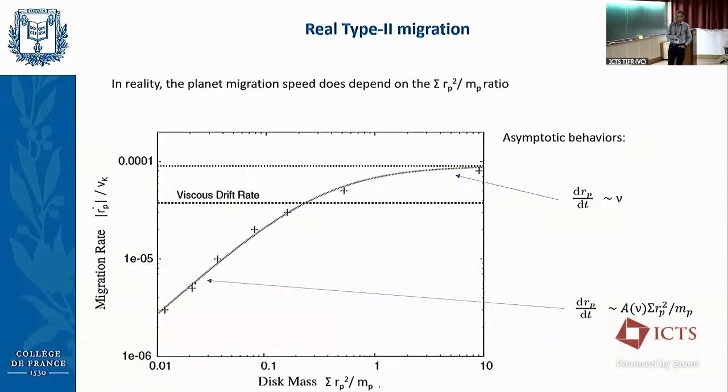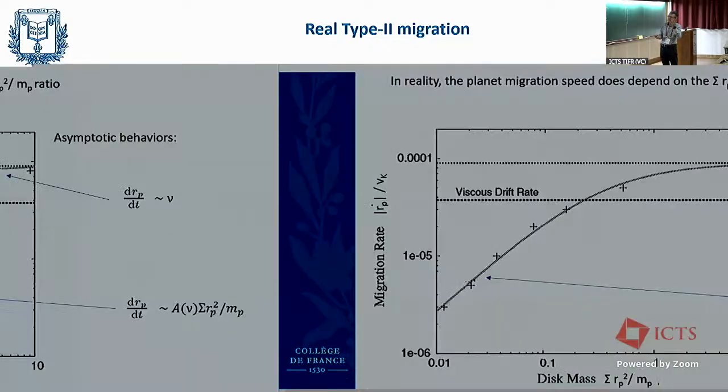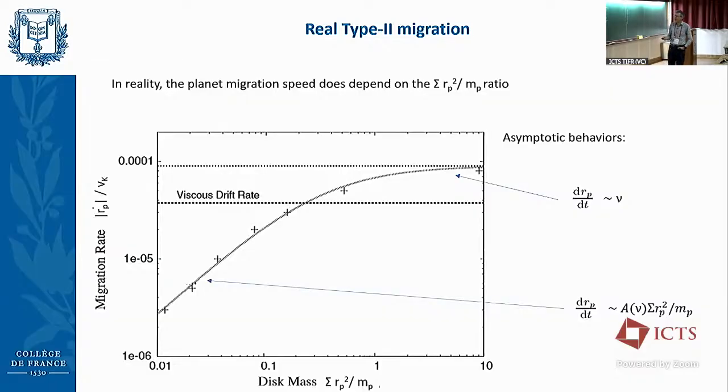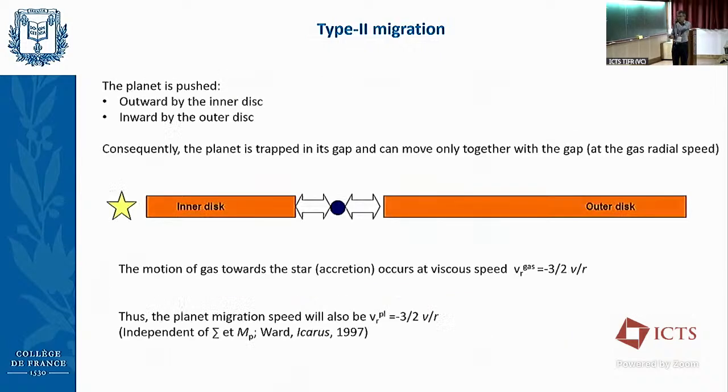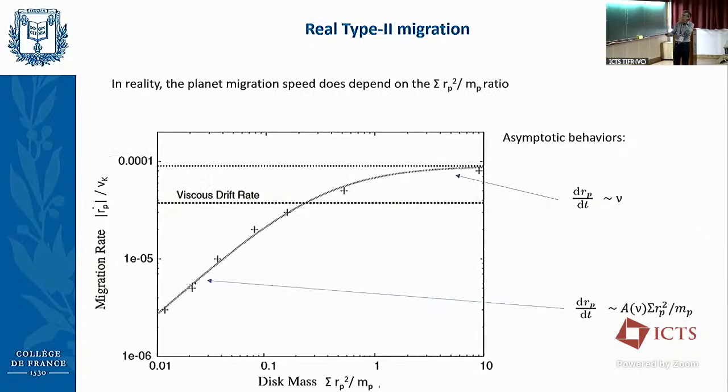So as you can see, the planet does not move exactly at that speed, but not too far. In the limit of a massive disk relative to the planet, so the planet is massive enough to open a gap, but the disk overall has a lot of mass, the migration rate does not seem to depend on this quantity, as predicted by the Ward formula. It only depends on viscosity and not on the mass of the planet, nor on sigma. And indeed, we have this sort of asymptotic behavior.